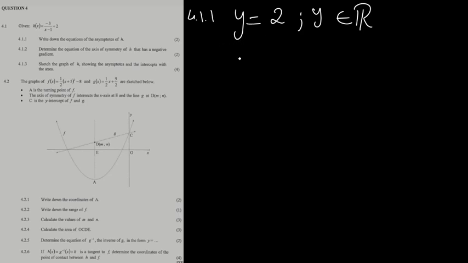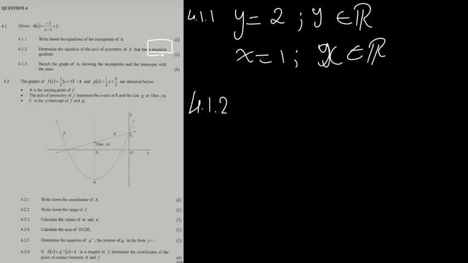Now here, remember, we have x equal to 1, such that x is an element of real numbers. Now, 4.1.2: determine the axis of symmetry that has a negative gradient. We should make use of this part.